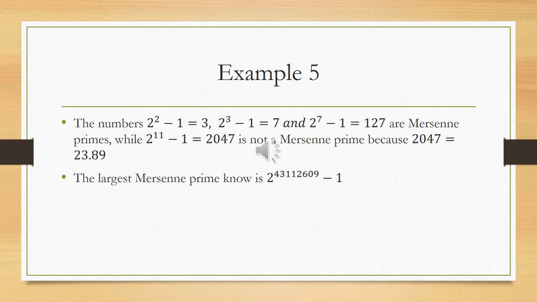And 2 raised to the power of 11 minus 1, equal to 2047, is not a Mersenne prime because 2047 is equal to 23 times 89. The largest Mersenne prime known is 2 raised to the power 43,112,609 minus 1.